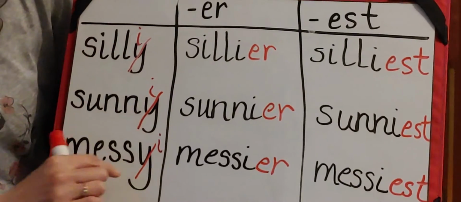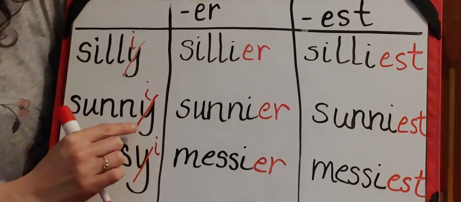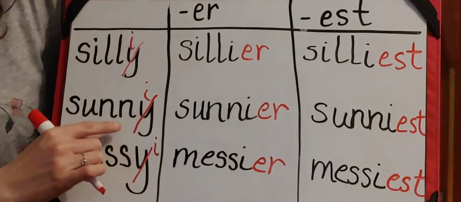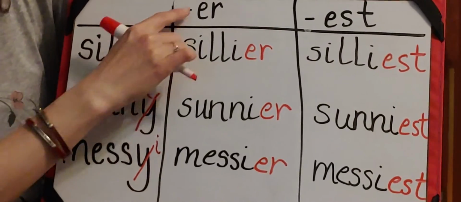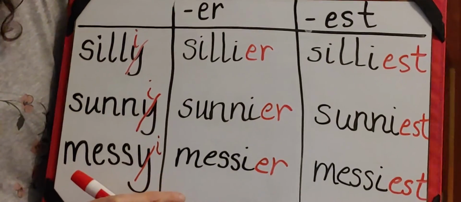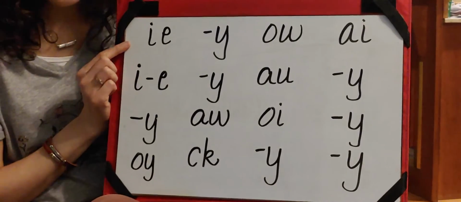So this is something that you're going to have on your spelling words this week. Most of your spelling words, you're going to add an ER or an EST to the end, and we have to remember that if that base word ends with a Y, you change the Y to an I before you put your ending on. Okay? We're going to practice our sounds now.